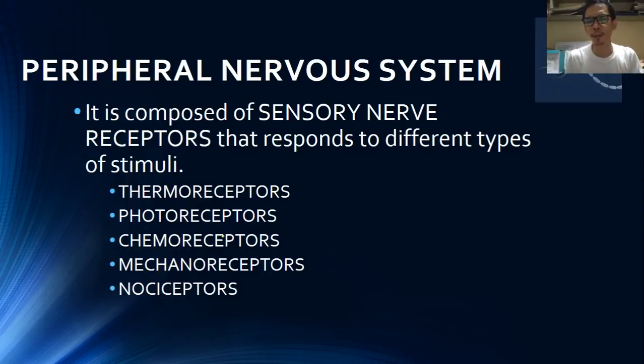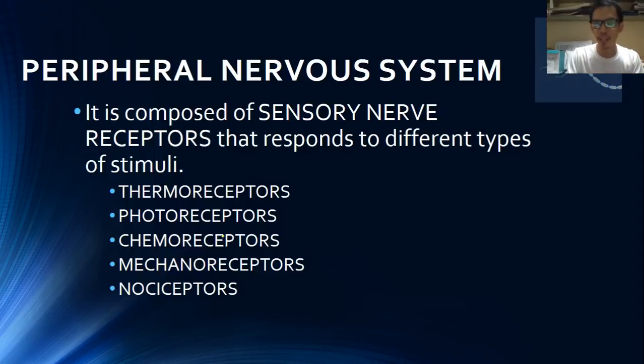Alright, the peripheral nervous system, especially in the body, is composed mostly of sensory nerve receptors. In the eyes, there is what they call the optic nerve. In the ears, we have the auditory nerve. In the nose, we have the olfactory nerve, which gathers stimuli from the odor of the food or anything about odors in the environment.